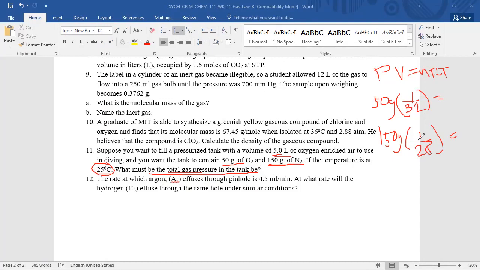Okay, so 50 times 32. Ay, divide pala yan. 50 divided by 32 is 1.56. Then 150 divided by 28 is 5.36. Then total natin, 1.56 plus 5.36 is 6.92. So yan na yung moles natin. Okay?